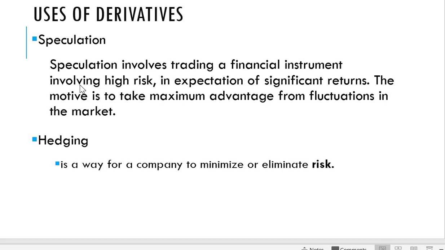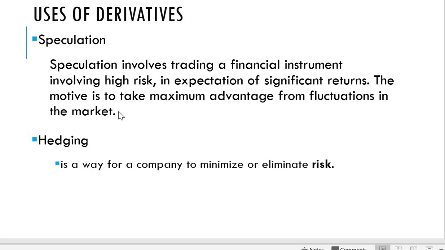So the motive is to take maximum advantage from fluctuation in the market. From the word itself, speculation, so you speculate on changes in the value of the underlying over time. You take advantage of the changes in the value of the underlying because you'll make a profit out of it. If you speculate that the price of the underlying will increase, normally you take advantage of the changes, or the increasing price of the underlying, in order to have a profit.